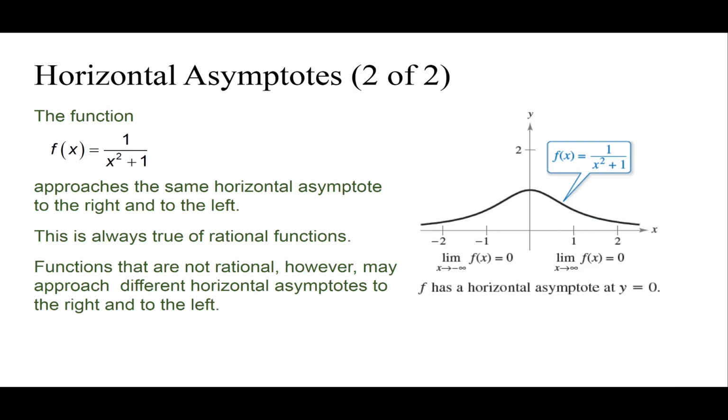So the function approaches the same horizontal asymptote to the right and to the left side. This is always true of a rational function. Functions that are not rational, however, may approach different horizontal asymptotes to the right and to the left. So if you are talking about a rational function, then they approach the same horizontal asymptote.